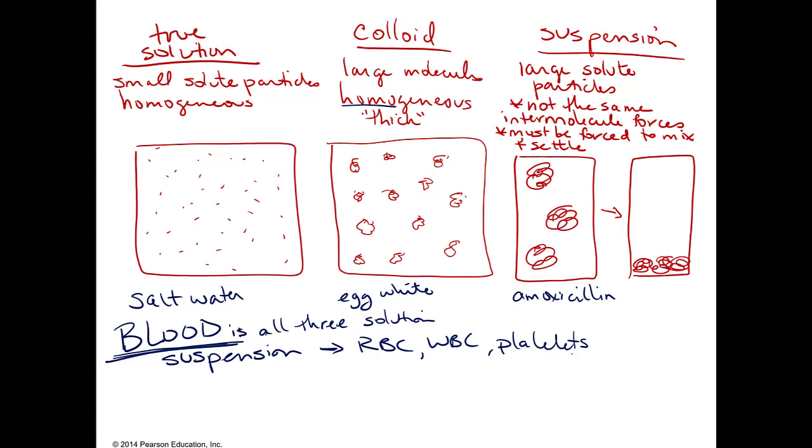Why do they stay suspended? What is unique about the blood in your body? What is it always doing? It's always moving. Okay, so it's always moving and getting mixed up. That is why it doesn't automatically settle out. So this suspension stays mixed as the blood circulates.